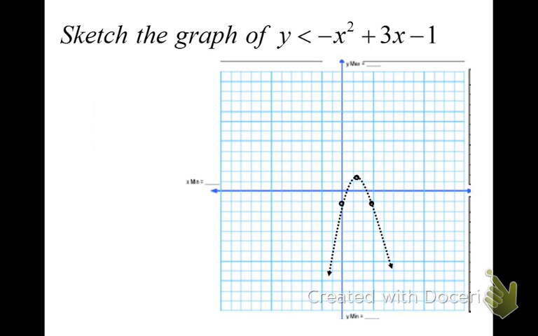Now when I do shading, I'm going to pick a point that's not on the graph to see if it makes the inequality true. In this case, I like to pick the point 0, 0, because it makes the math easy. So, is 0 less than 0 plus 0 minus 1? And of course the answer is it's not. That means that 0, 0 is not part of the solution, and therefore everything inside of the parabola has to be part of the solution. So we're going to shade what's inside, and that is how you graph a quadratic inequality.